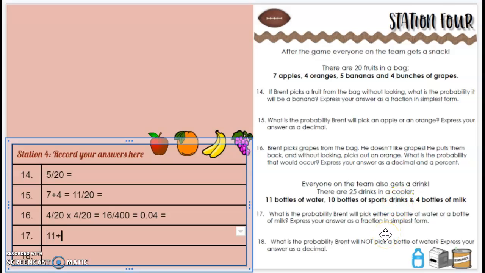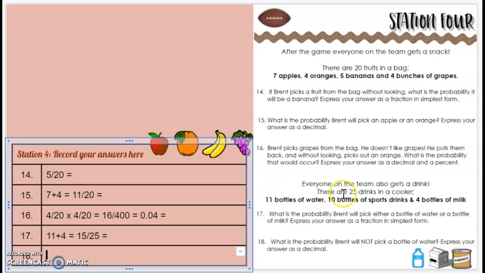Water is 11. We're going to add that to our milk, which is 4. That gives us 15 over, and our total was 25. We need to write that in the form of a fraction in its simplest form, so go ahead and reduce that fraction. And our last one, what is the probability Brent will not pick a bottle of water?